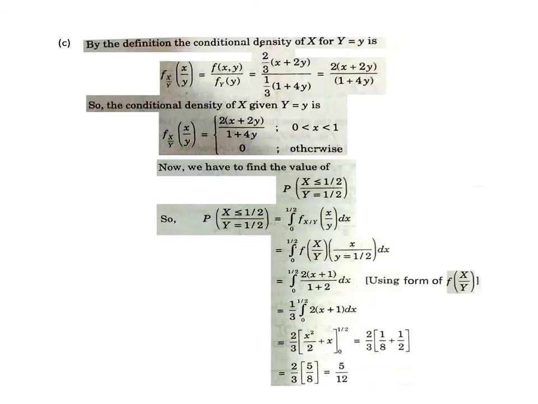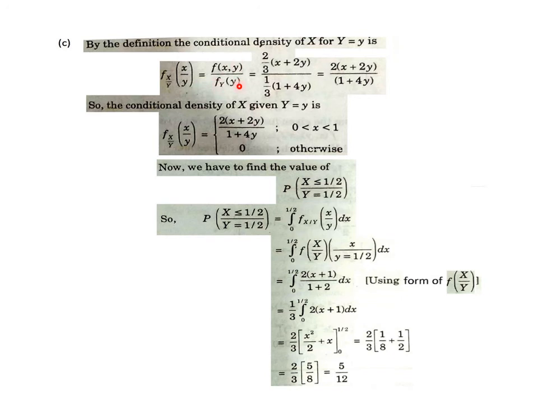Now we discuss part C of that problem, where we have to find the conditional density of x for Y equals y, that is f(x|y), and symbolically capital X given y is taken outside. If you don't take that outside, still it's okay. And we know that the conditional formula is P(A|B) equals P(A intersection B) upon P(B), and here it means the joint density f(x,y) upon fY(y).